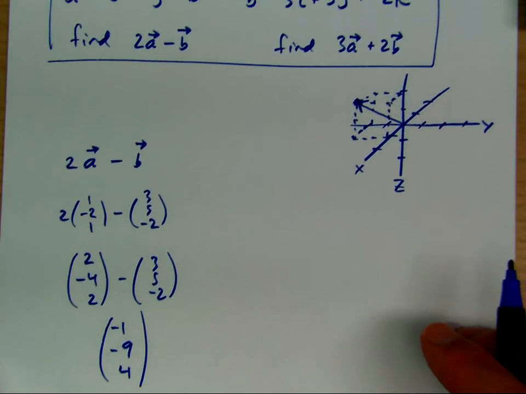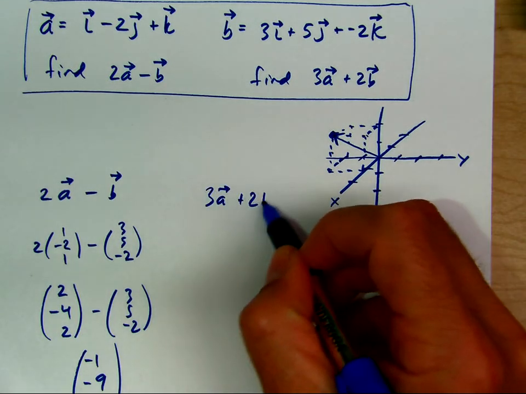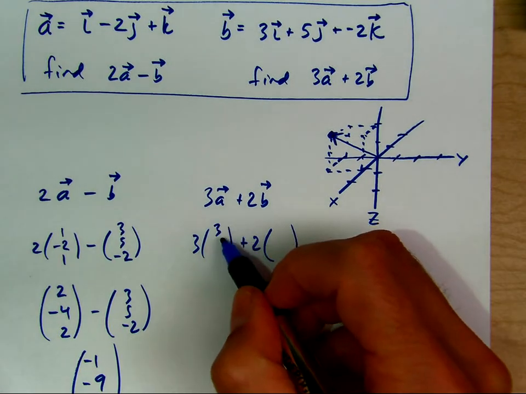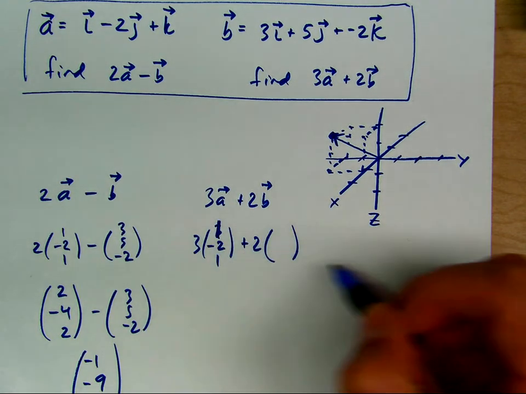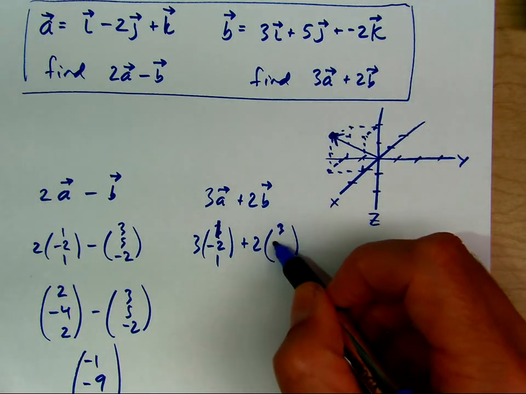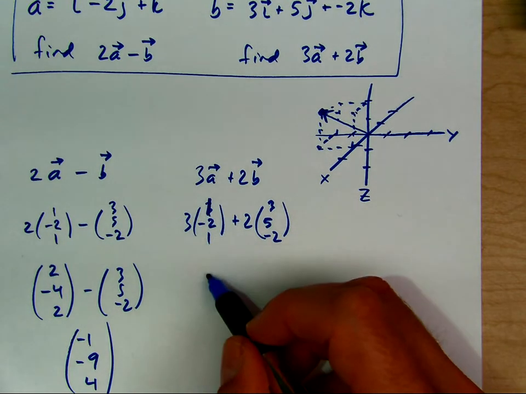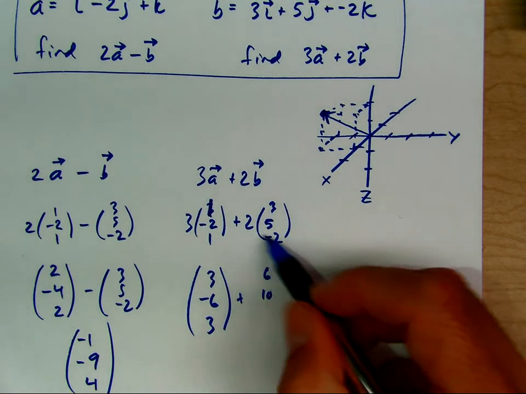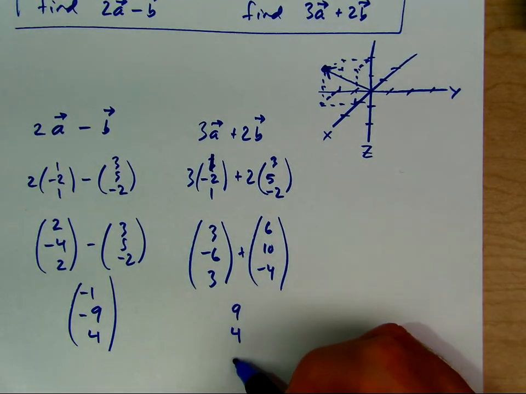Alright, pause the video and try the other one. Three, 5, -3, 1, -2, 1, and then b is 3, 5, -2, multiplied by 3, 3, -6, 3, and we'll get 6, 10, -4, and we have 9, 4, -1.